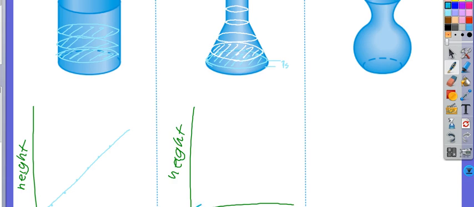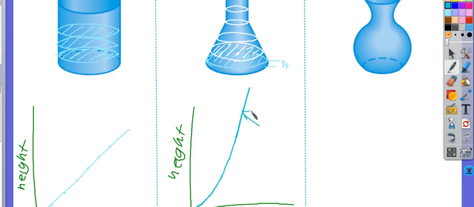For the first second, the height's not going to increase very much. For the next second, it'll increase more, and for the next second, it'll increase more and more and more, right? Until it gets to the neck of the container, and then it'll just stay the same, right?